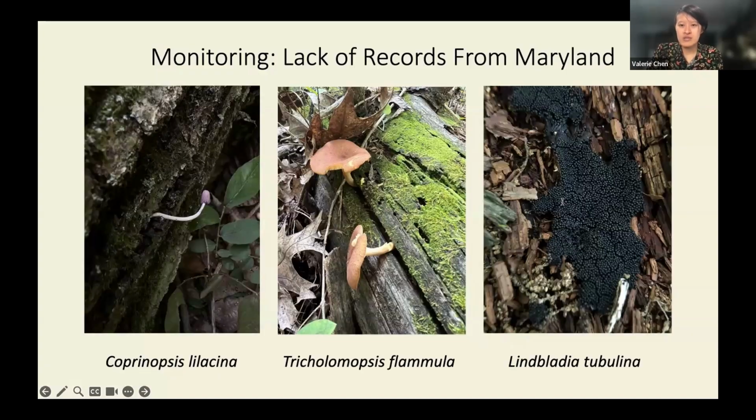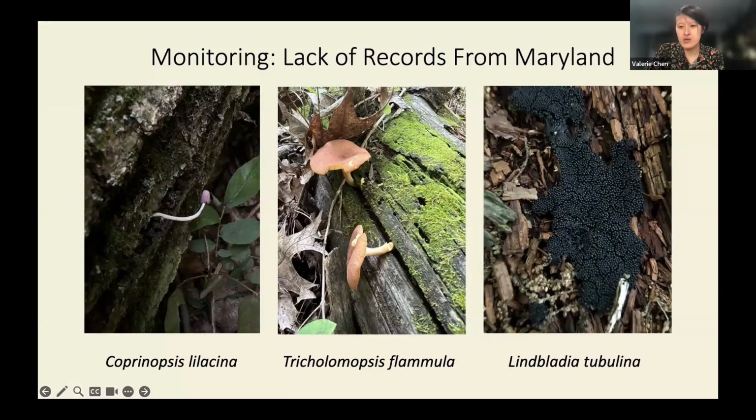What might contribute to the lack of documentation for Coprinopsis lilacina is its tiny size and ephemeral sporocarps. Another tricky thing about it is that it has both sexual and asexual reproductive stages, and what you see in the picture is the fruiting body of the sexual stage. The asexual stage looks quite different with no gills, and it's much less recorded.